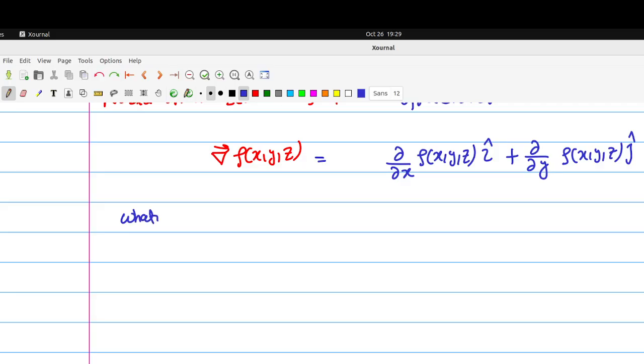What is the physical significance of gradient? Okay, so you understood gradient is something, but what is the meaning of gradient? As I have said already, you have a scalar field.